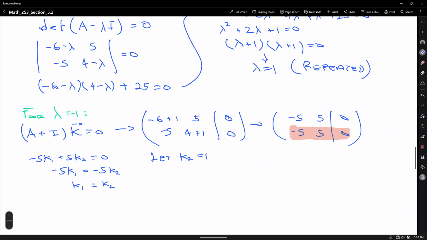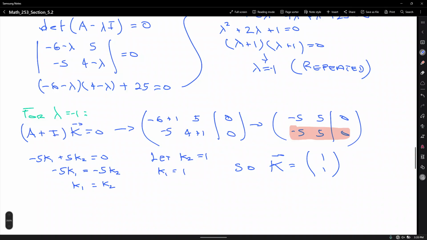That means k1 equals 1. So the corresponding eigenvector k equals 1, 1, right? But guys, that's only half of the solution to the problem, because we are expected to get two solutions, one for x and one for y technically. So how do we get the second solution?